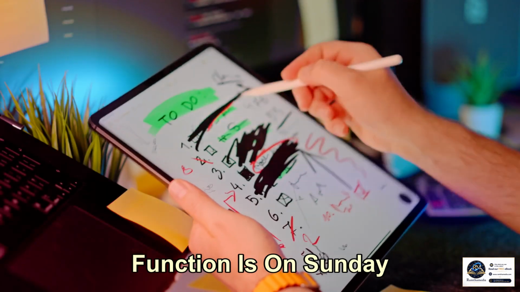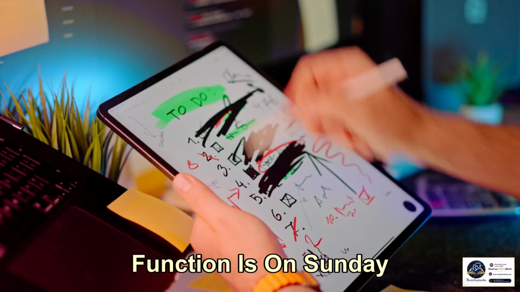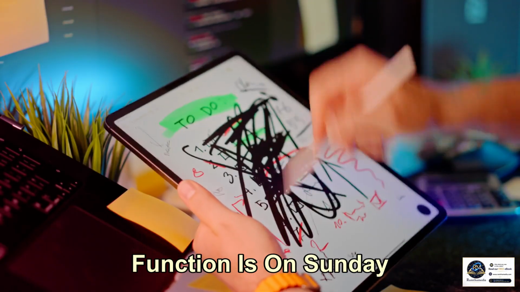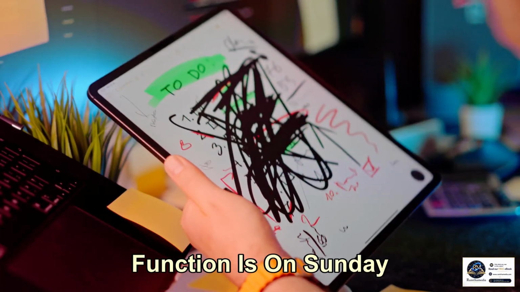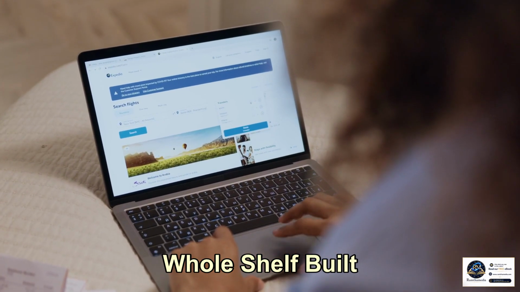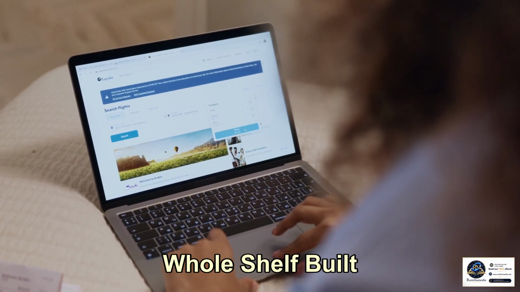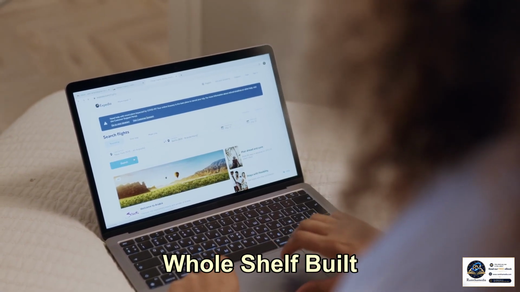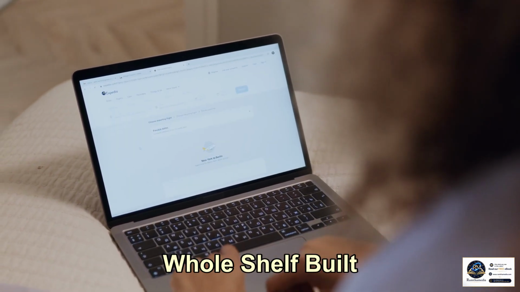The function is on Sunday, today is Friday, and the invitation still does not exist. What happens next decides whether a family scrambles or simply opens a laptop. Typing the exact ceremony name into a design site does not return a generic card. It returns a whole shelf built for that one occasion, already sized and styled for it.